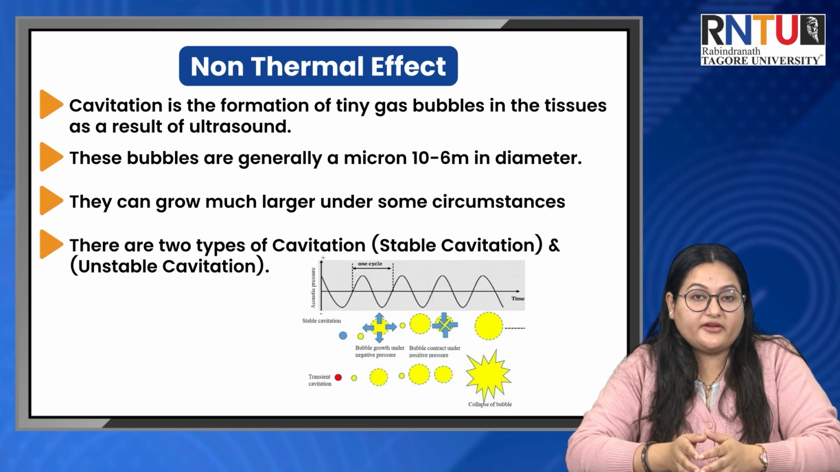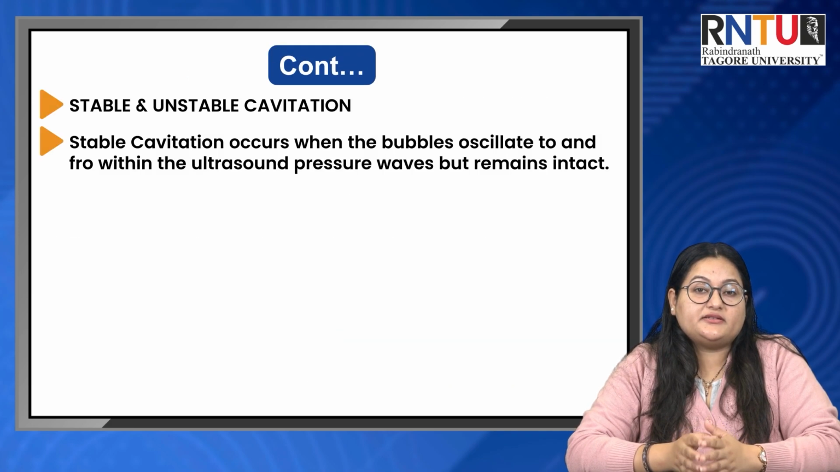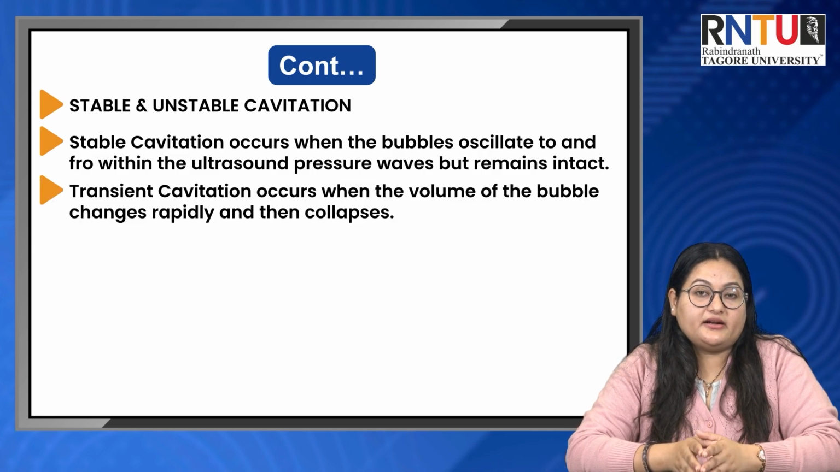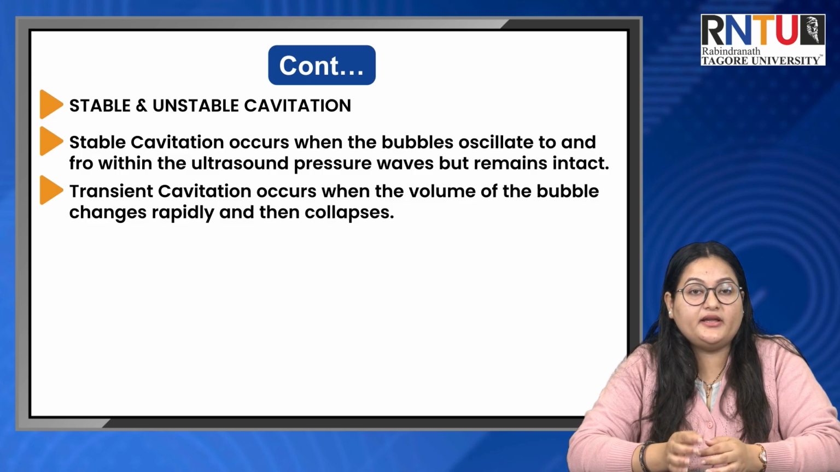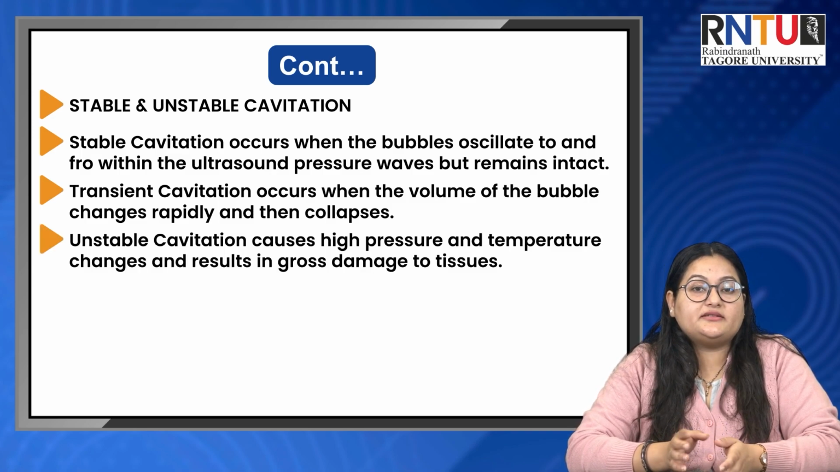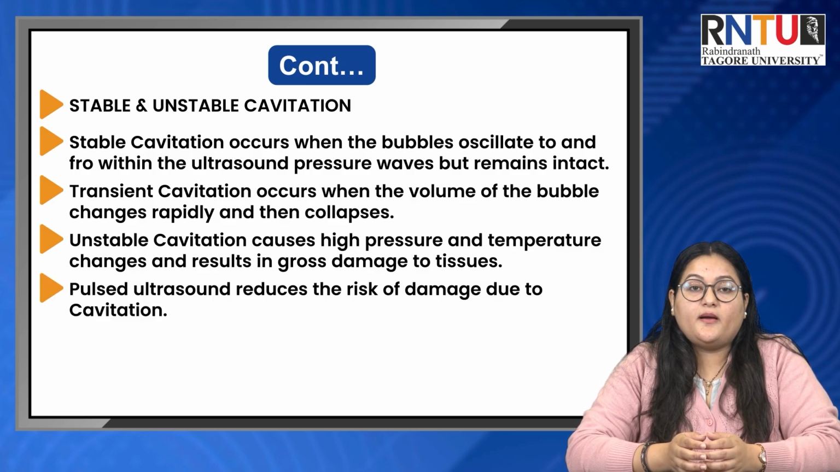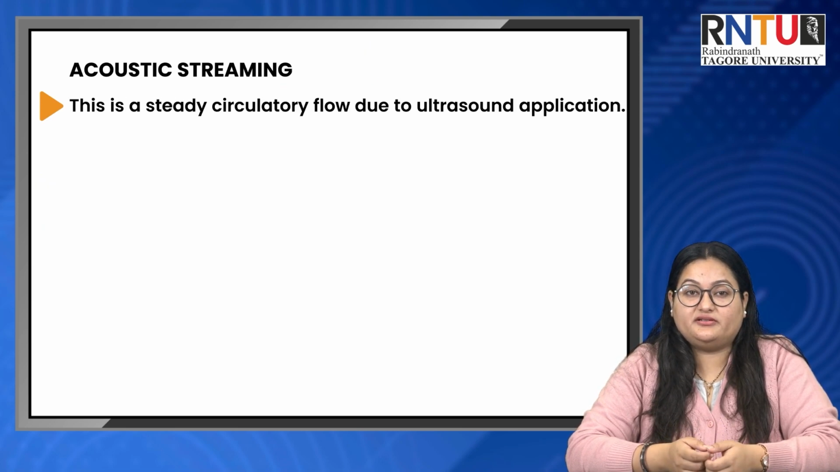There are two types of cavitation: stable cavitation and unstable cavitation. Stable cavitation occurs when bubbles oscillate to and fro within the ultrasound pressure waves but remain intact. Transient cavitation occurs when the volume of the bubble changes rapidly and collapses. Unstable cavitation causes high pressure and temperature changes and results in gross damage to tissues. Pulsed ultrasound reduces the risk of damage due to cavitation.